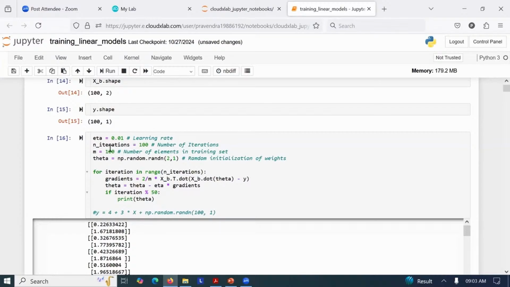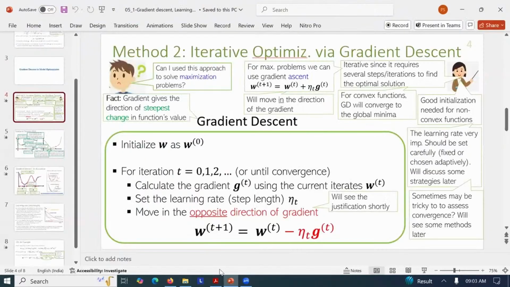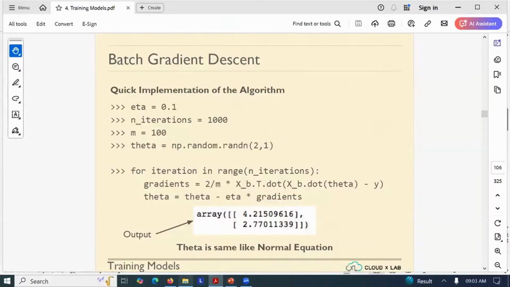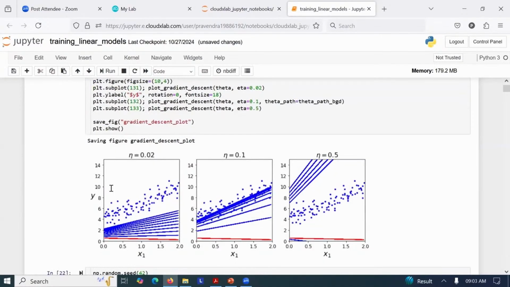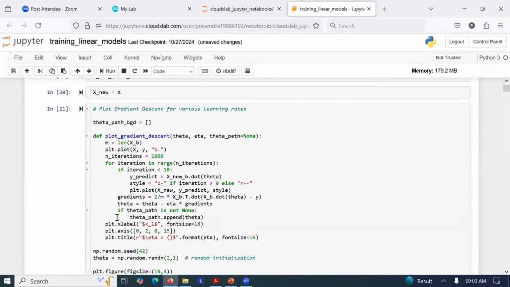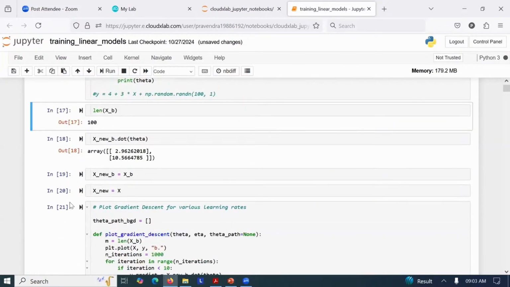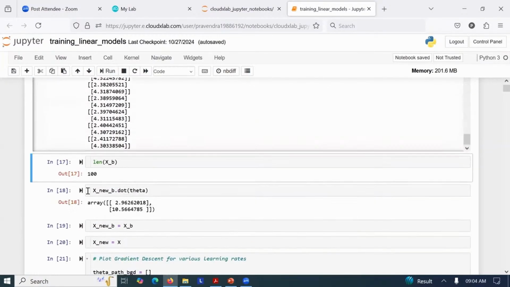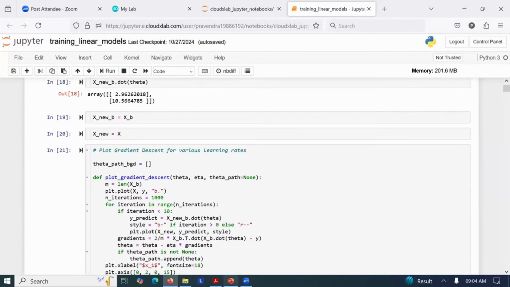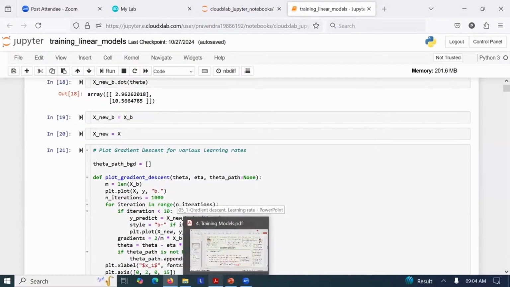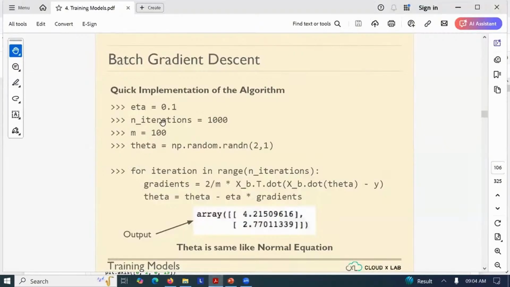Here we have 1,000 data points, and we are applying 1,000 iterations using this equation, right? And after iterating, the final values of the unknown theta we are getting are 2.41 for the theta 0 value and 4.30 for theta 1, right? Any doubt in this code?